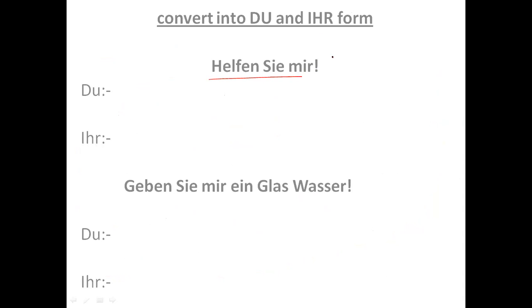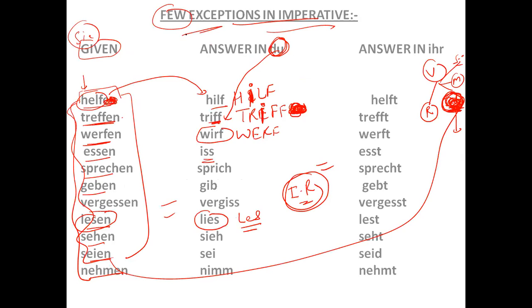"Helfen Sie mir" is "help me". Now here I'm talking to Sie, like you help me, formal with -en ending. Now I need to convert into du, right? So Sie will not come, but the -en ending will also not come because I'm making it in du, since helfen belongs to irregular verbs, or it belongs to exceptional verbs. So in du it should be "hilf", right? And in ihr it should be "helft". Please take care of the spelling, right?